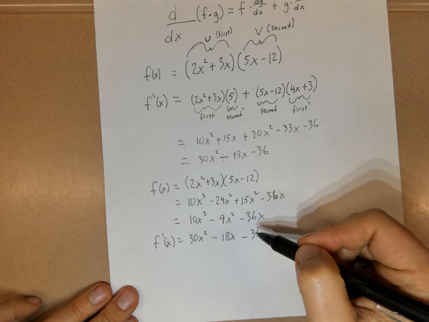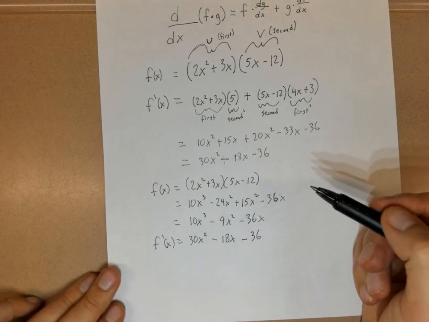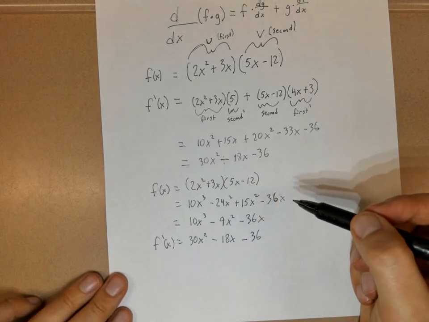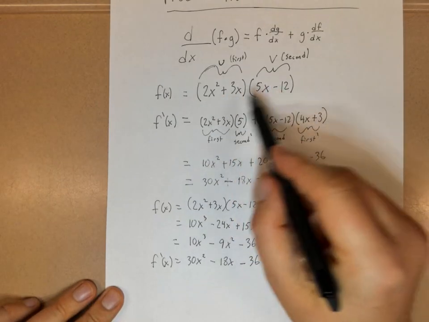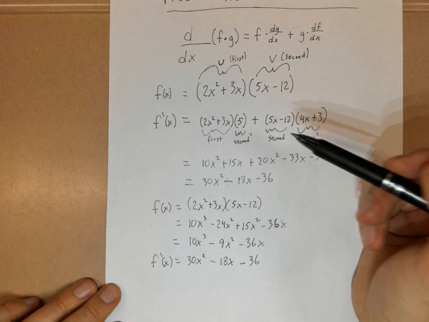So that shows you that it's the same thing. It's going to be a faster, more efficient method of finding the derivative of two smaller functions that are being multiplied together.